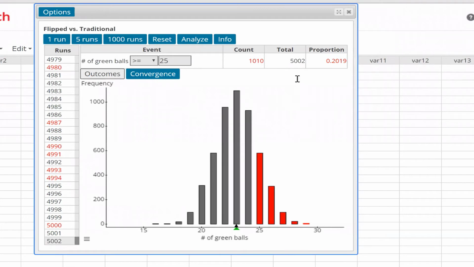And you can see out of the 5,002 times that I taught the course, 1,010 of those times I had 25 or more students pass in my flipped classroom. So the proportion of times that happens is 0.2019. This 0.2019 is the p-value for the hypothesis test.